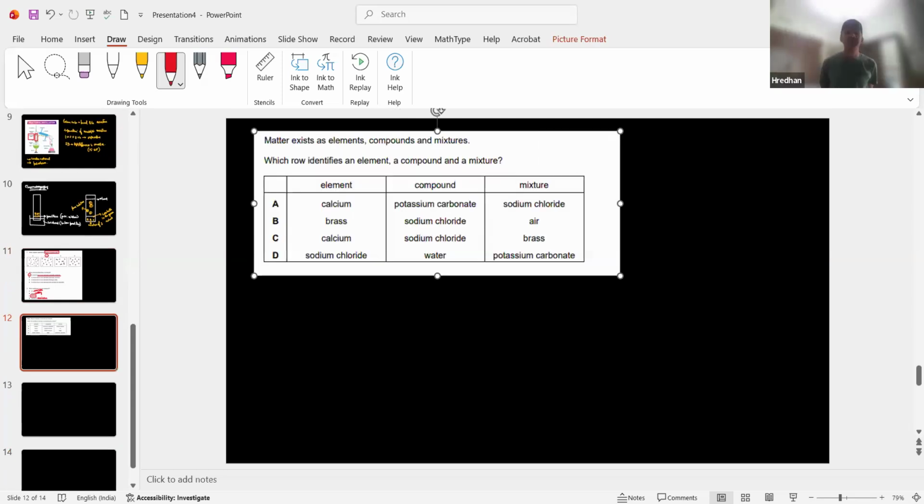Okay. Matter exists as elements, compounds, and mixtures. Which row identifies an element, a compound, and a mixture? So calcium is an element, chloride is a compound, brass is an alloy. Is an alloy also a mixture? Yeah. So then it's going to be C. Element, compound, mixture. That's right.